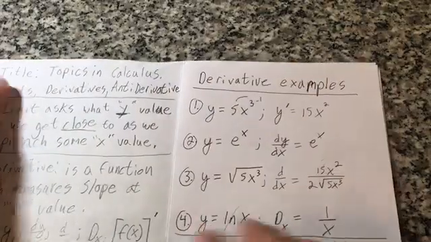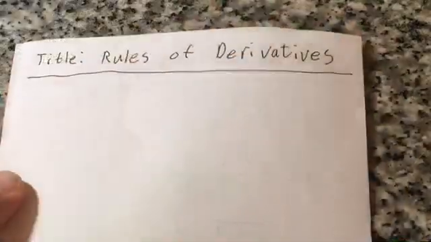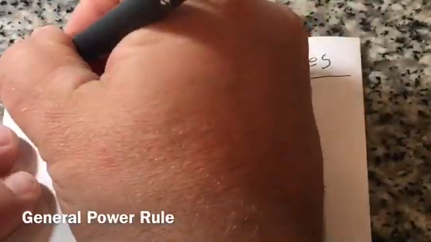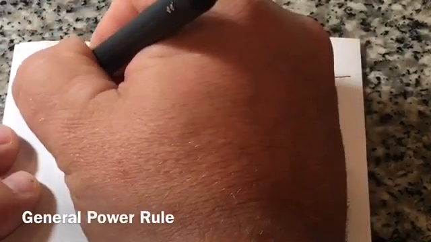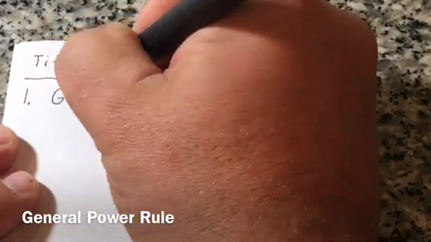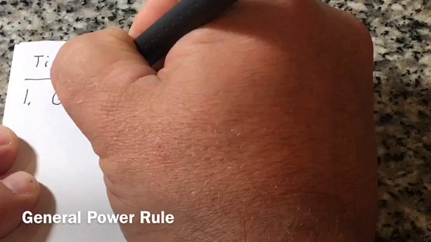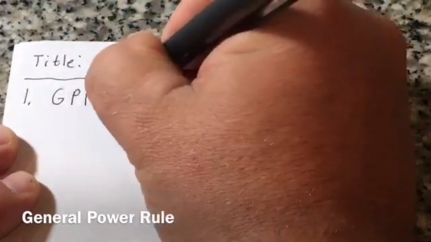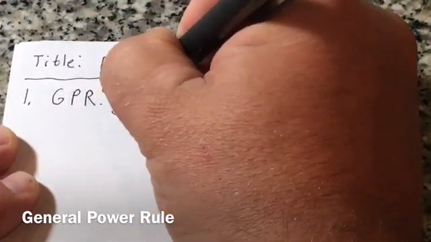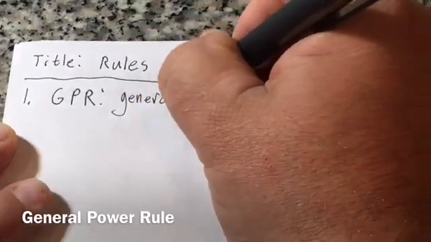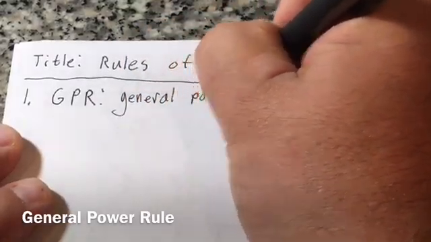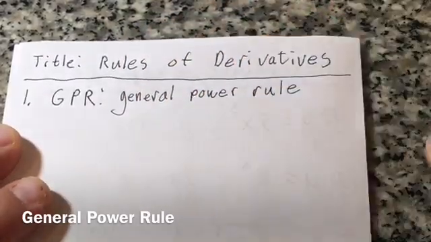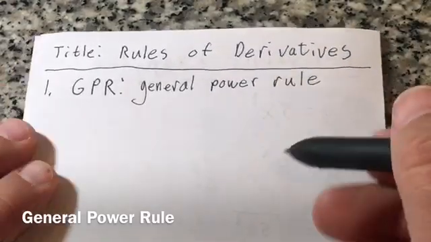So we have conic sections, topics of calculus, derivative examples, and now the next page, we're going to do rules of derivatives. So the first rule we learn of derivatives is called the general power rule. The easiest way to go into it is to first do an example.